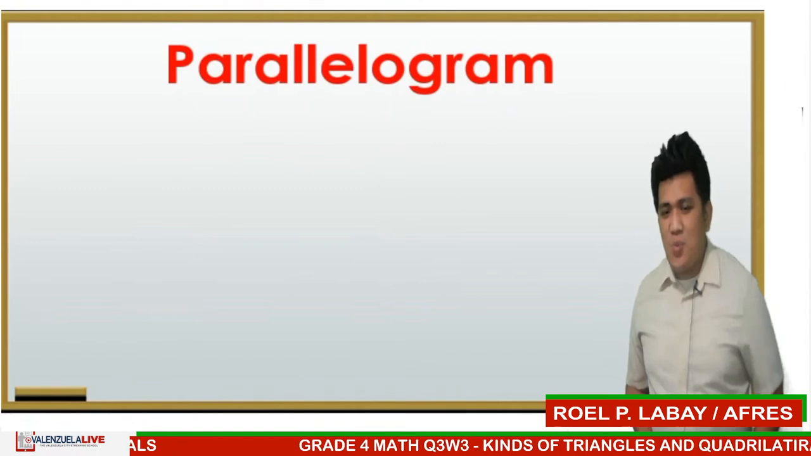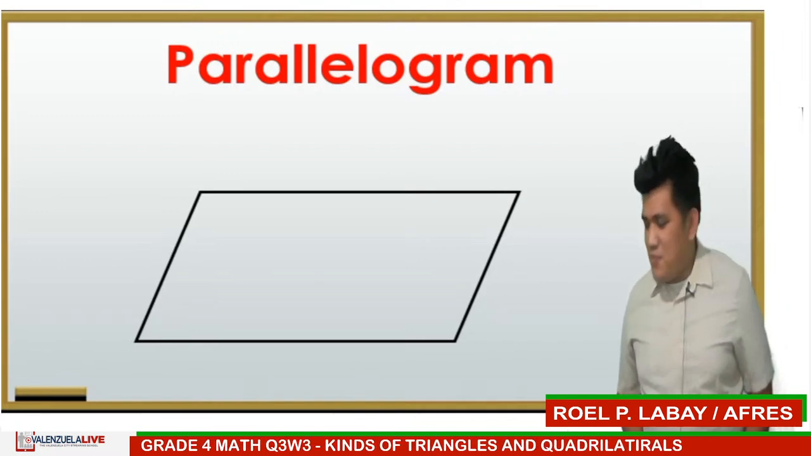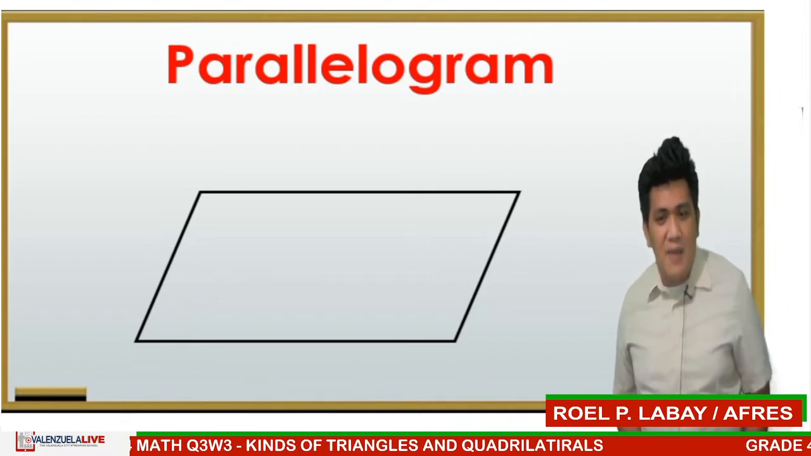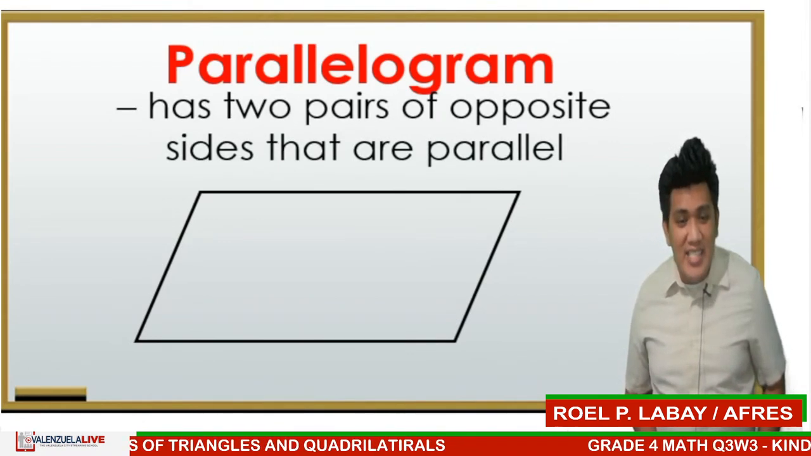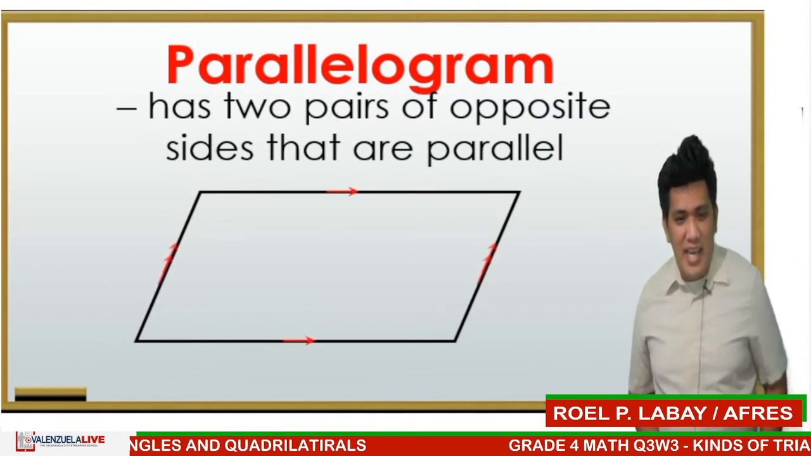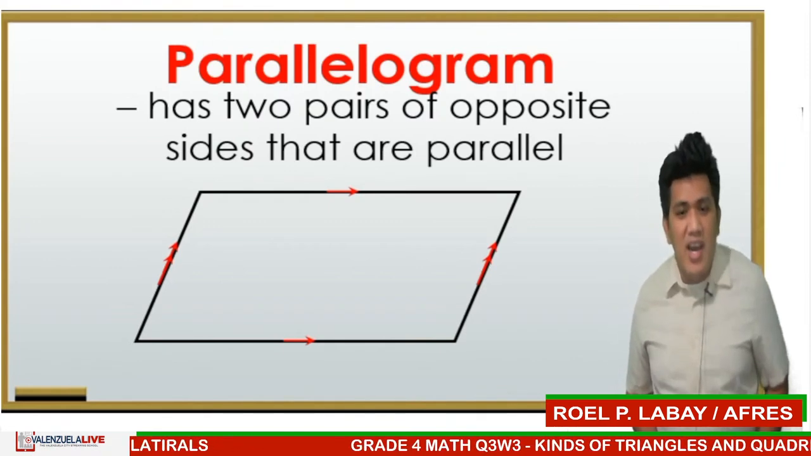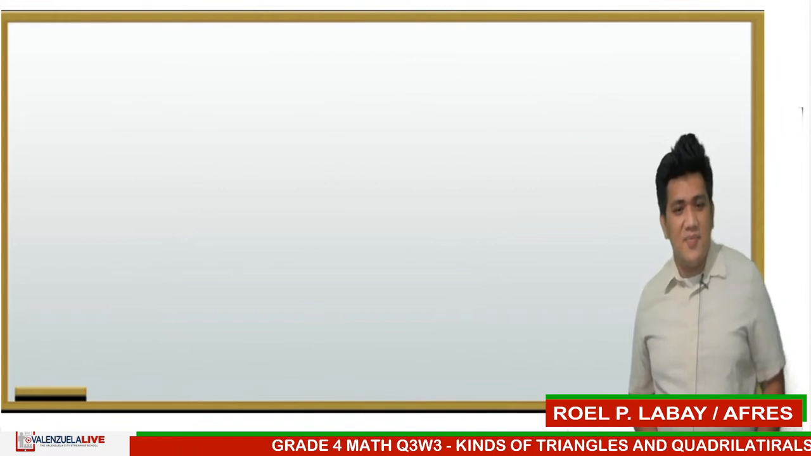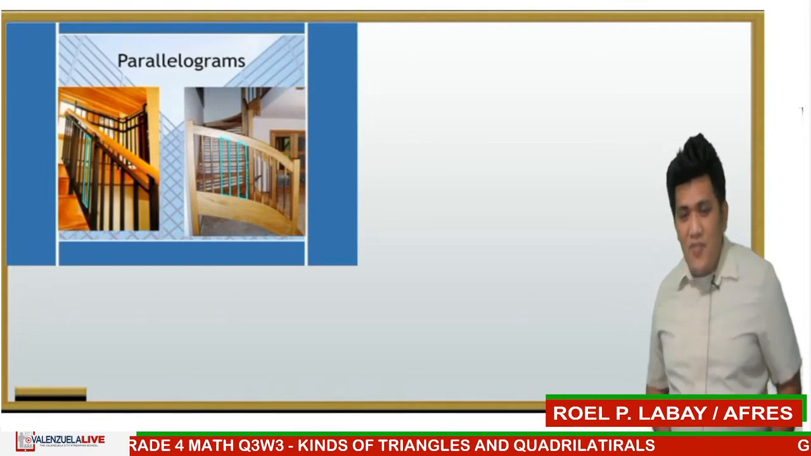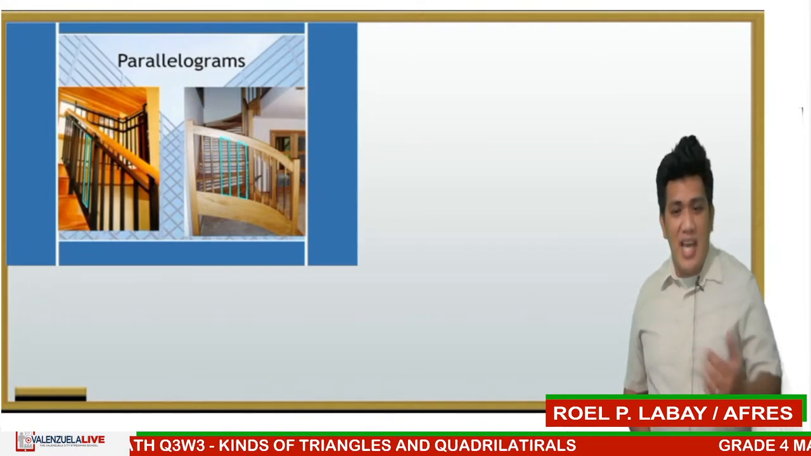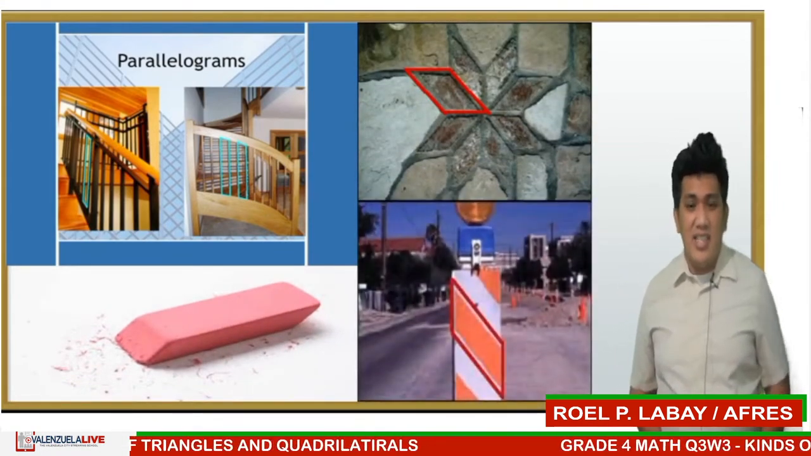Now, the first one is a parallelogram. This is a figure of a parallelogram. It has two pairs of opposite sides that are parallel. Parallel lines do not meet or do not intersect. These are some examples of parallelograms: the design of the stairs, an eraser, the design of a tile, and the design of a traffic sign.